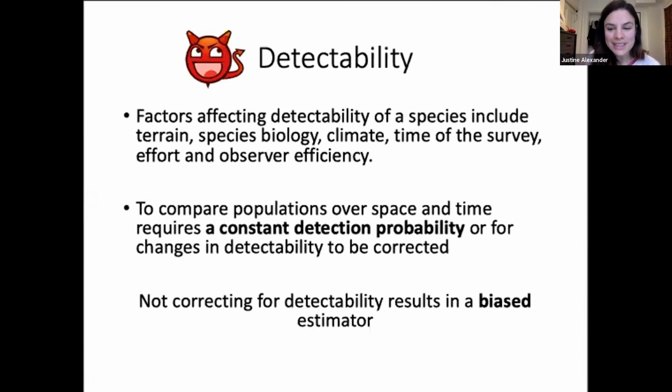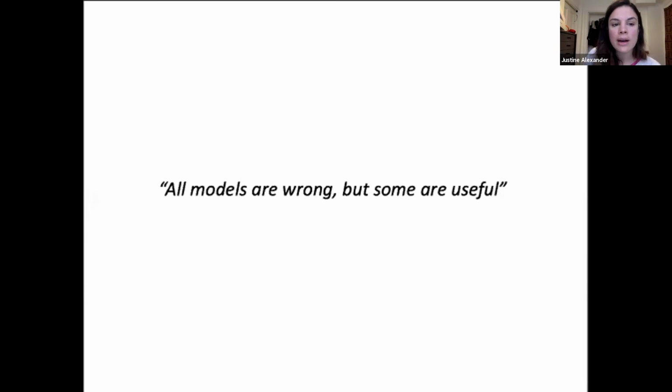So finally, in summary, not correcting for detectability can result in a biased estimate. If anything, if you walk away from today's presentation, just keep that in your mind. It can result in a biased estimate, and it's just something to think about: how good is my estimate when I come home from my survey or from my population assessment? Because as many of you know, all models are wrong, but some are useful.